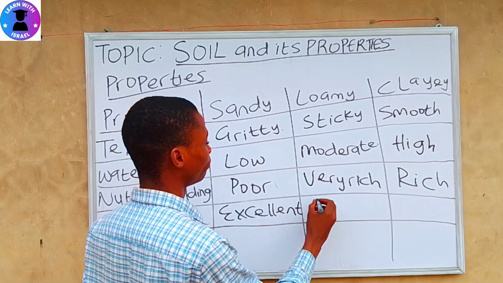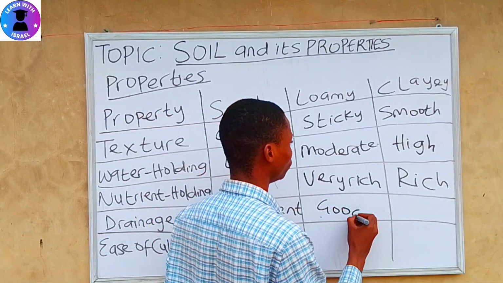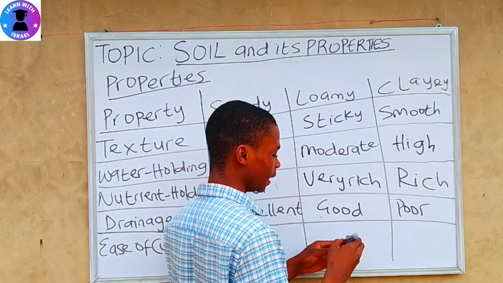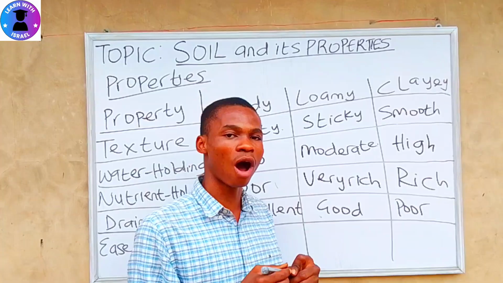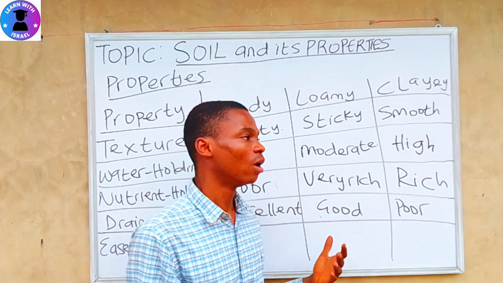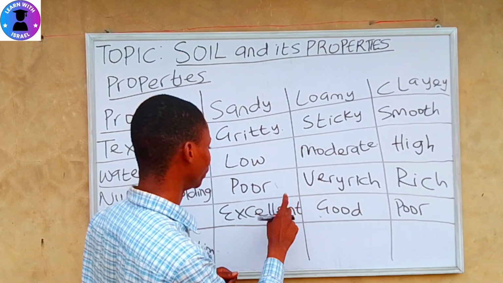For loamy soil, poor. For loamy soil, good. While for clayey soil, poor. Clayey soil has a very poor drainage, but loamy soil has a very good drainage. But the best one for drainage is sandy soil.